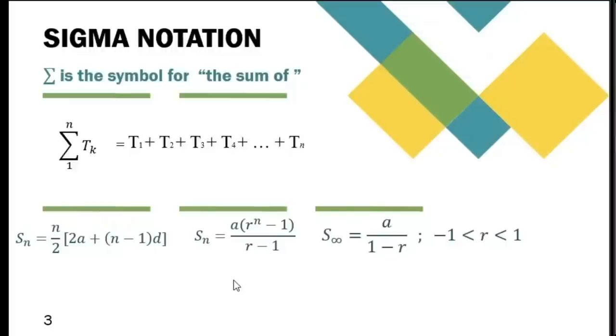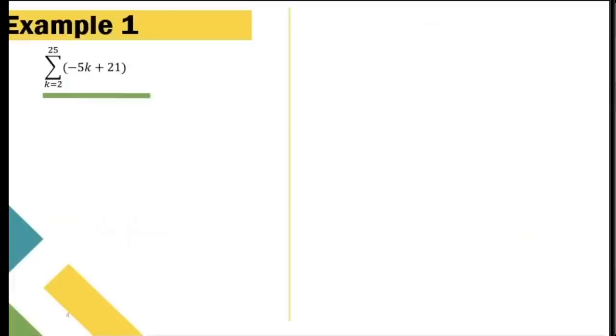And then one for my geometric is Sn equals a times r to the power of n minus 1, divided by r minus 1. Remember, for a geometric, we can also ask sum to infinity. It's only for a geometric series. That's a divided by 1 minus r. And also, please remember, for sum to infinity, your ratio must be between negative 1 and 1. So let's go look at an example.